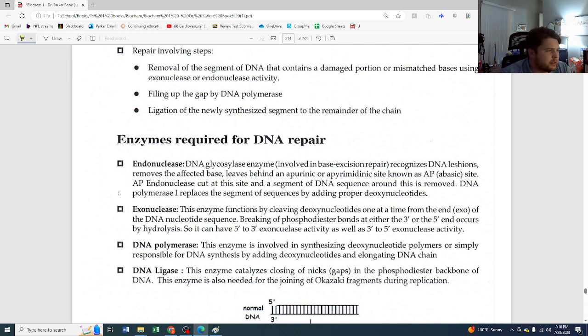So it's kind of like the DNA glycosylase enzyme is marking. It recognizes where there's a lesion, where there's something that's not supposed to be, and it marks it. It says, hey, this isn't right, come back and check this. So that way DNA polymerase 1 can come back through, an AP endonuclease comes along, recognizes that cue, snips it out, and then DNA polymerase 1 slides down and will add in the proper sequence.